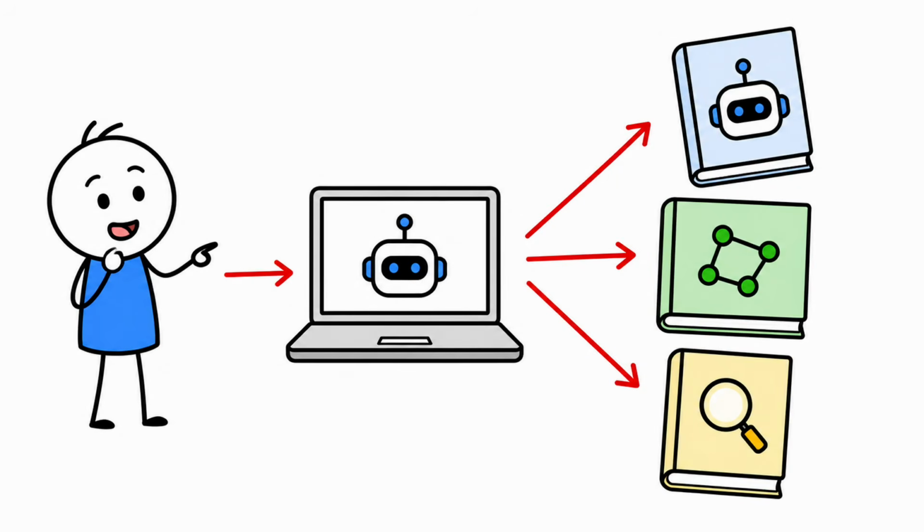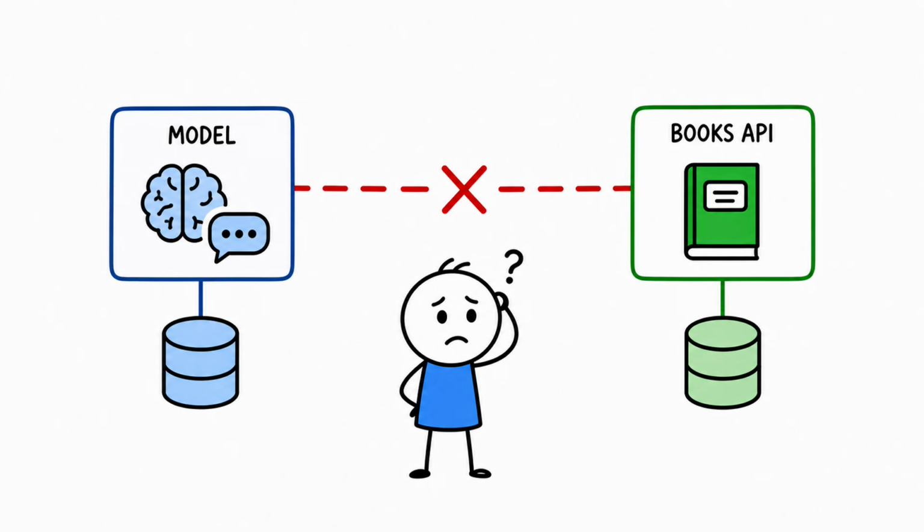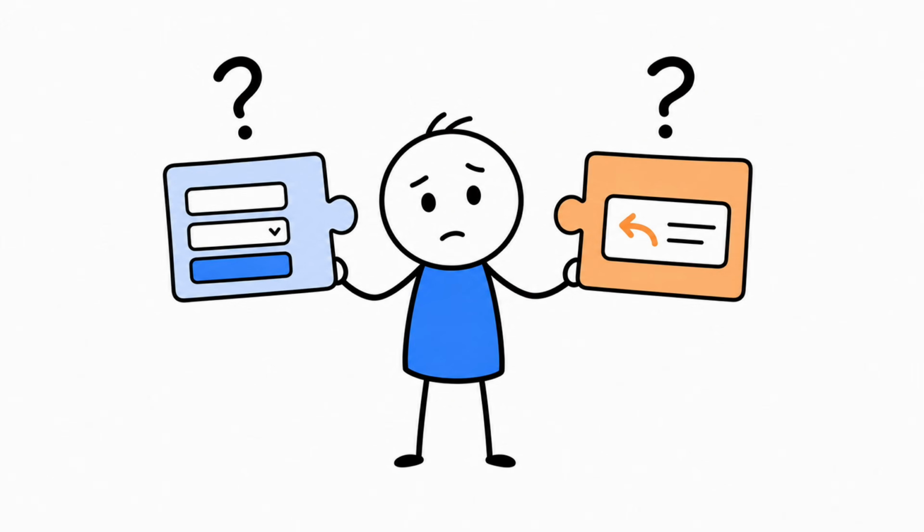Suppose you ask an AI to find 3 beginner-friendly books about AI agents. An ordinary books API can already search its catalog and return matching results. The problem is that the model cannot discover or call that API by itself. It does not know what information to send or how the results come back.